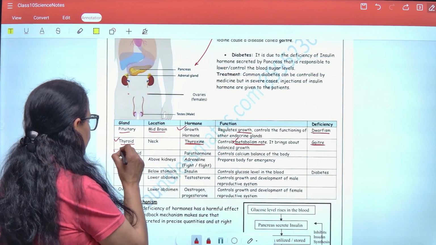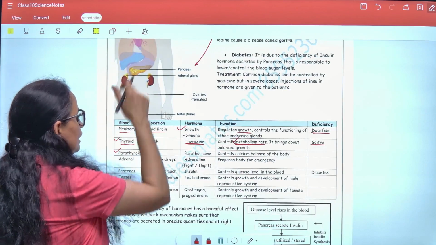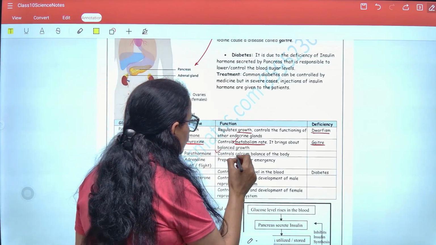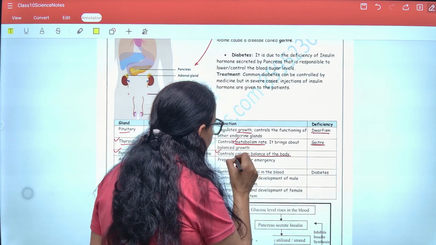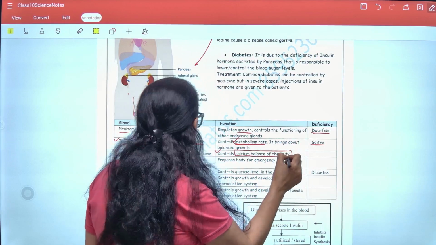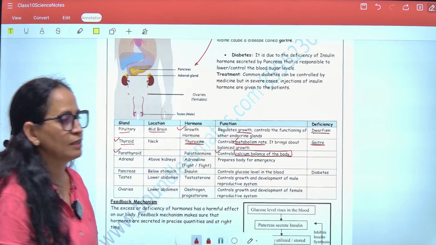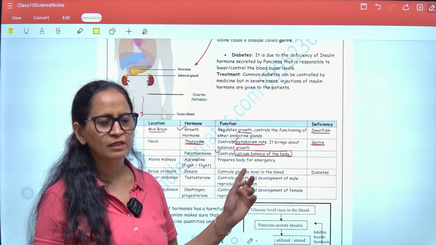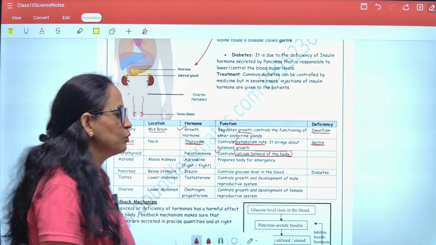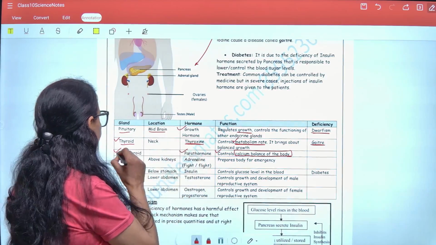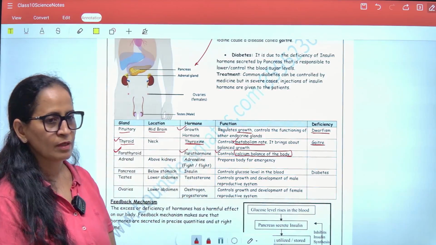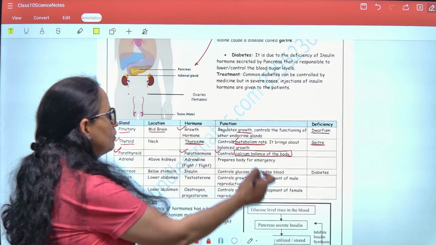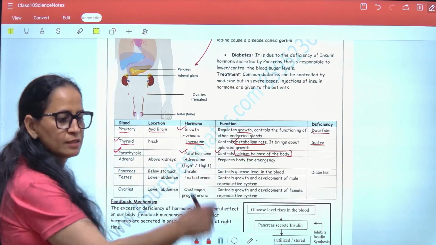Next is parathyroid. It is located along with the thyroid gland in the neck only, and the function is to control calcium balance of the body. This is very important, which hormone or which gland controls the calcium balance of the body. Some children start writing here vitamin D, calcium, but you have to write parathormone secreted by parathyroid gland. Which hormone controls the calcium balance of the body is the parathormone, and the gland is parathyroid gland.